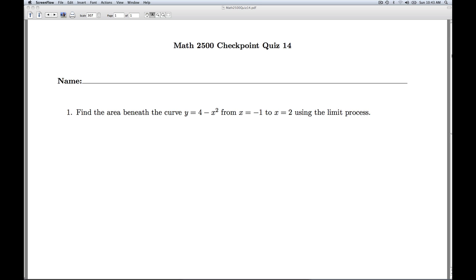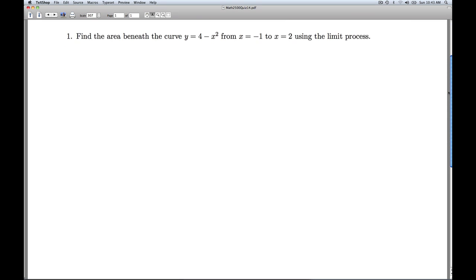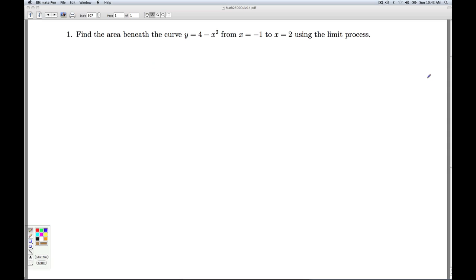Hi folks, this is Calc 1, Checkpoint Quiz 14. We're asked to find the area beneath a curve between two different x values. Alright, so let's sketch out the problem situation.